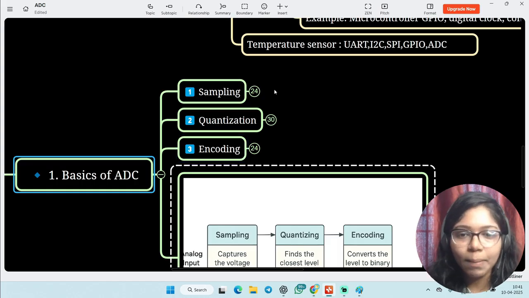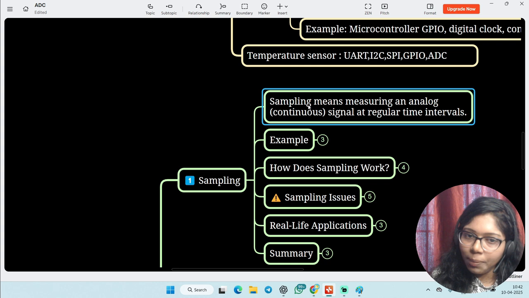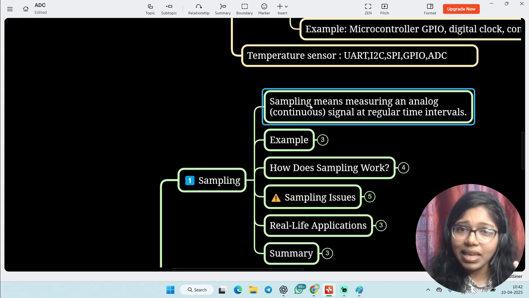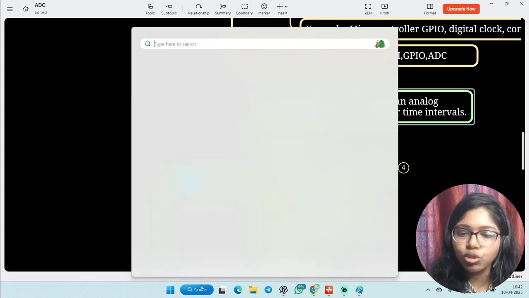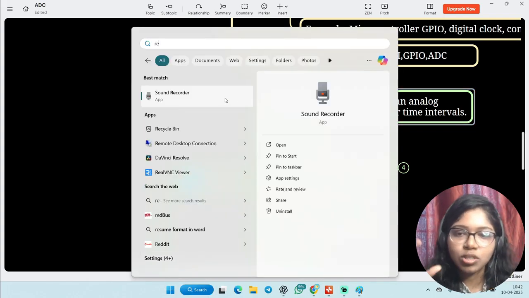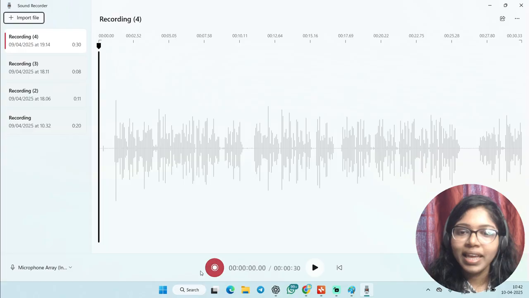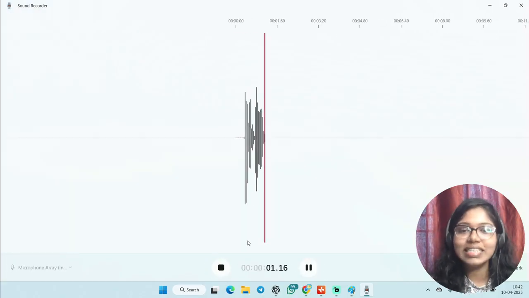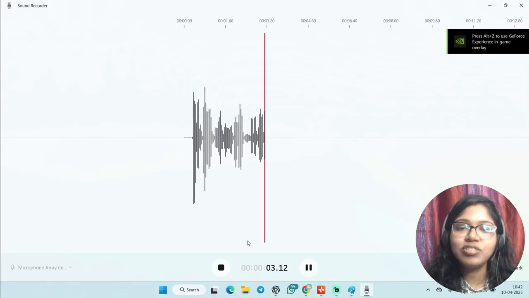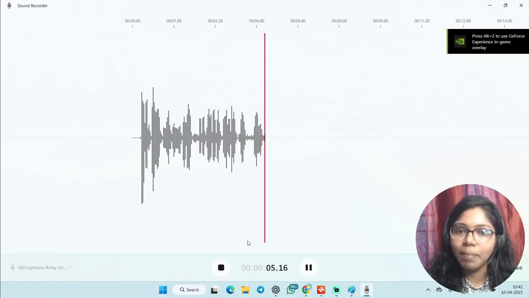First, we will study what is sampling. When you come to sampling, your analog data is going to be sampled. Here I'm speaking through this mic. I just want to show you one example. I'm going to the sound recorder. Here I am going to start to speak. I just turned on the sound recorder, and you can see some data, some pulses.